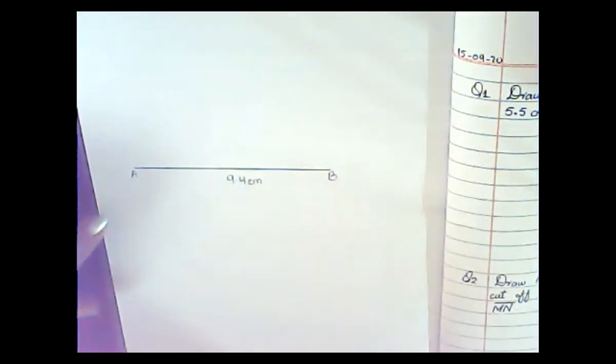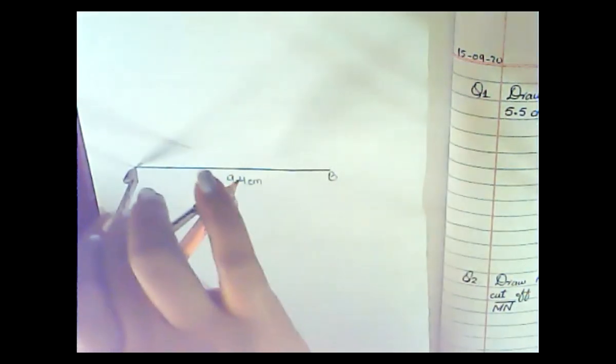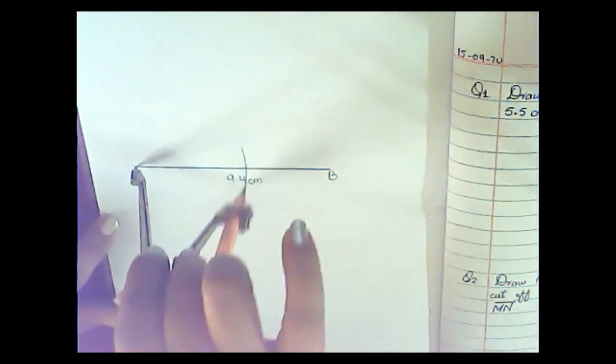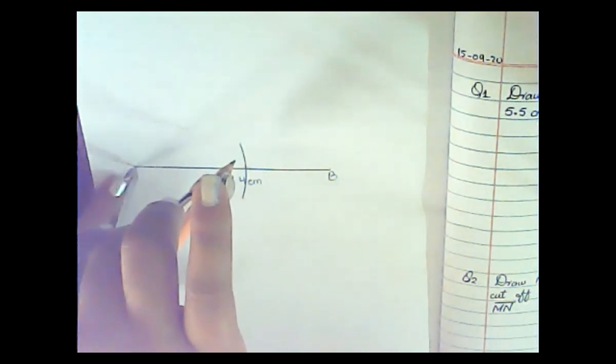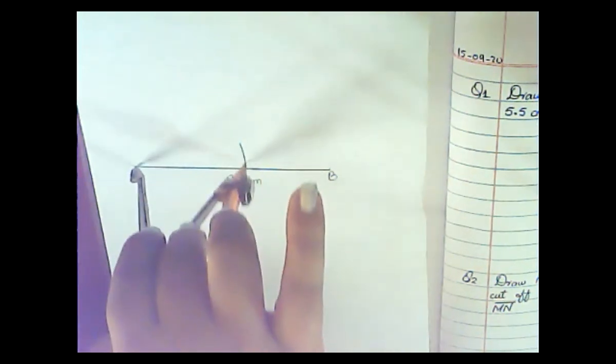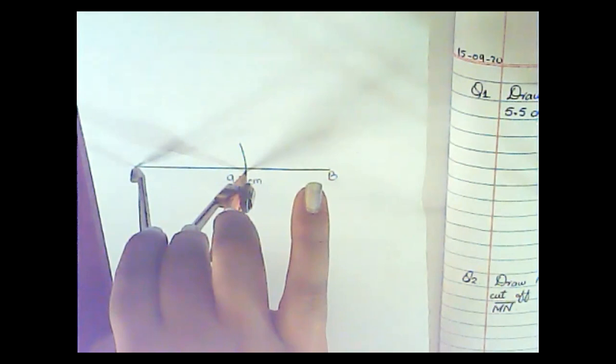Now I have to place the tip of the compass on the point A. I'm going to place it on point A and cut off this segment with the help of a small arc with the compass, just like this. You will place your fixed end on the point A, and then with the help of the pencil you will mark that this is the segment of 5.5 centimeter.